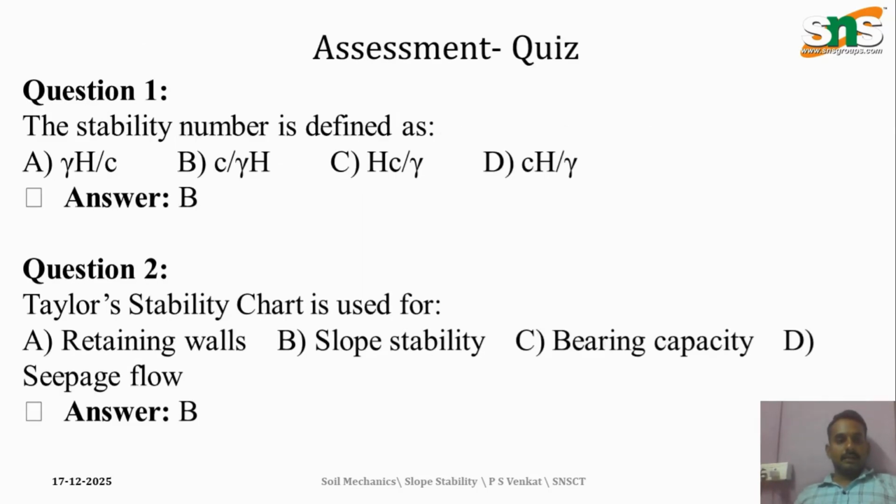Next is assessment. The stability number is defined as the ratio between, answer is ratio between cohesion and the product of unit weight and critical height. So second question, Taylor stability chart is used for slope stability analysis.